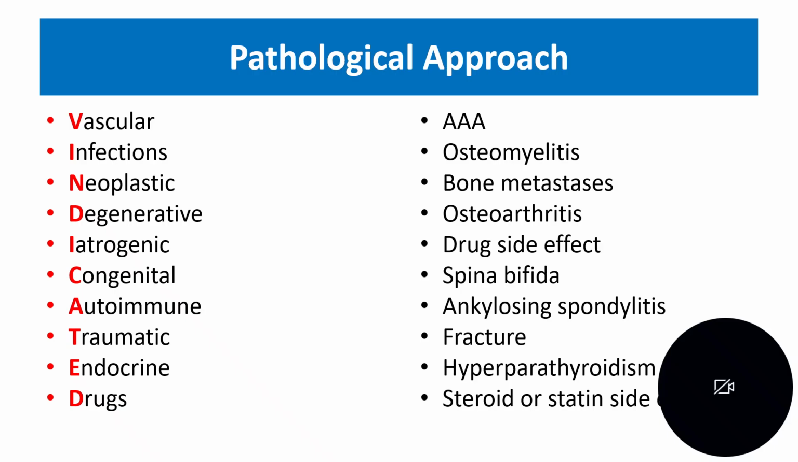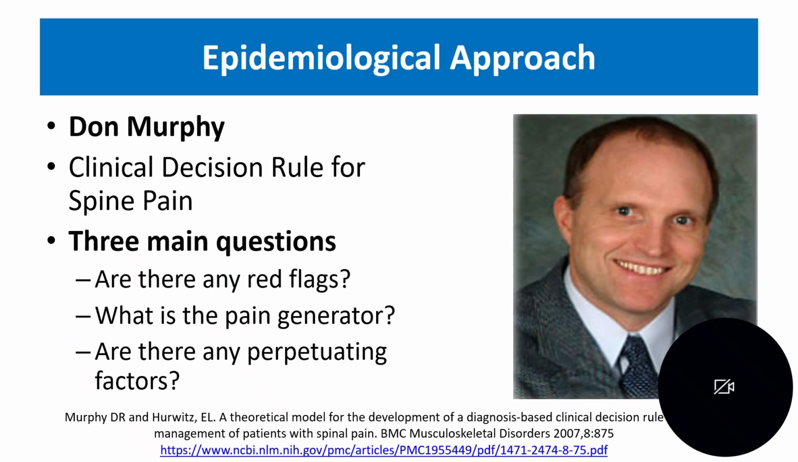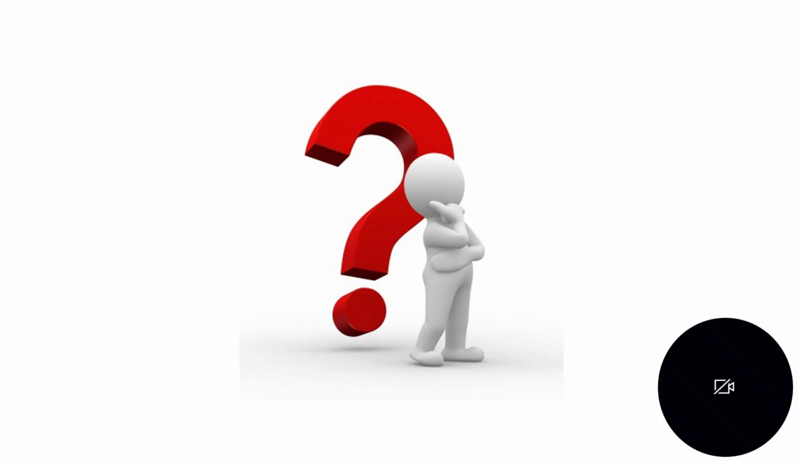The next approach I'm calling the epidemiological approach. I've linked Don Murphy to this. Again, his paper, I refer to it, the clinical decision rule for spine pain diagnosis. Murphy says 3 questions in this order. Are there any red flags? If there are no red flags, what is the pain generator? And once you've identified the pain generator, are there any perpetuating factors? I need you to remember these 3 questions. Okay. Any questions?